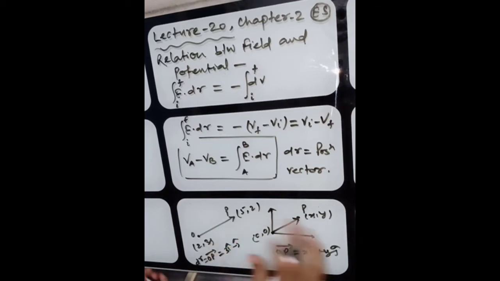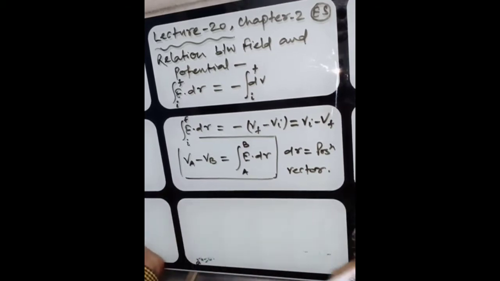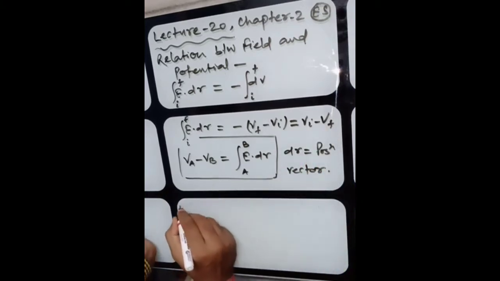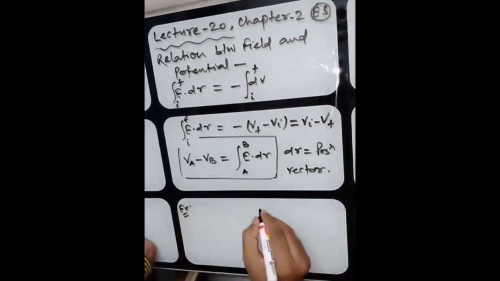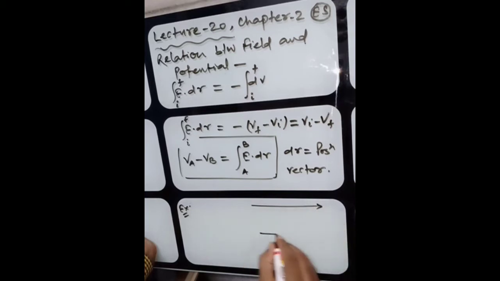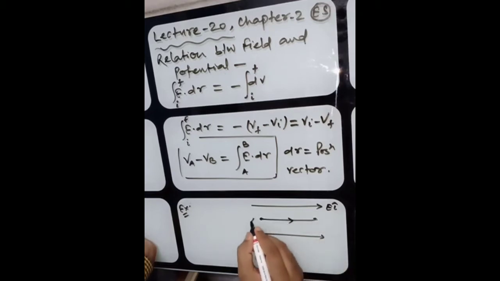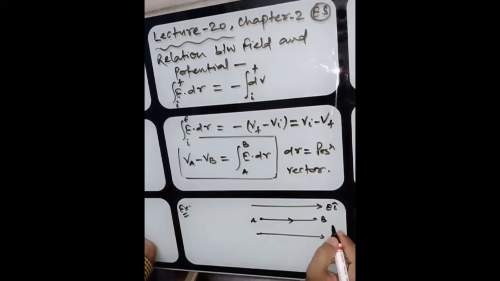Okay students, I was recalling this is the position vector, and this way you will get the number of questions to solve. Now I'm taking a very simple example. Suppose this is a uniform electric field, E i, and in this electric field you have two points, A and B.